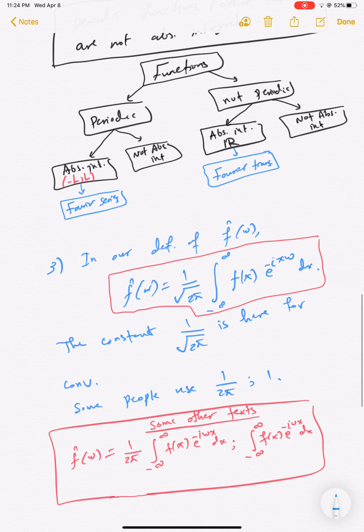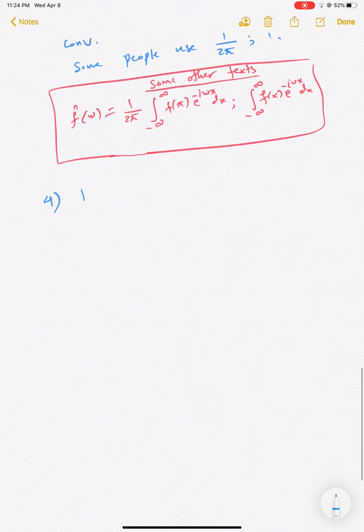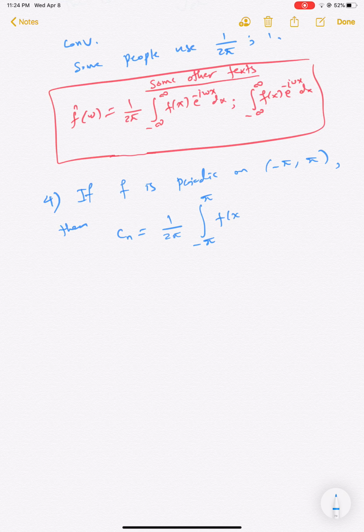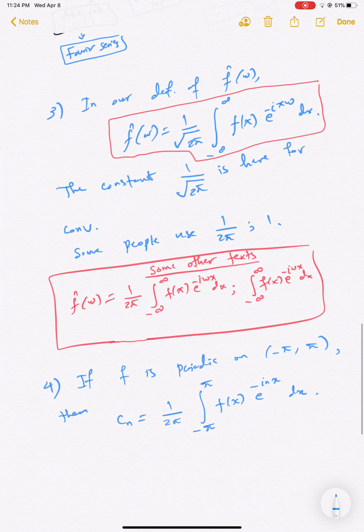So now if we go back, if f is periodic of period 2 pi, we defined the Cn in the complex Fourier series by 1 over 2 pi integral from minus pi to pi of f of x e to the minus i n x dx, right? So if you look at this definition and you look at the formula here, the red box, f hat of w, you will see the two formulas are very, very similar.